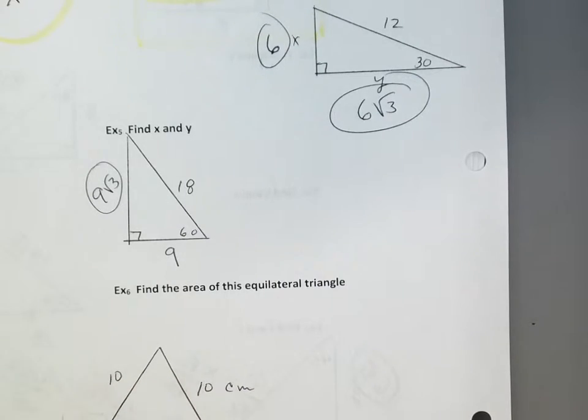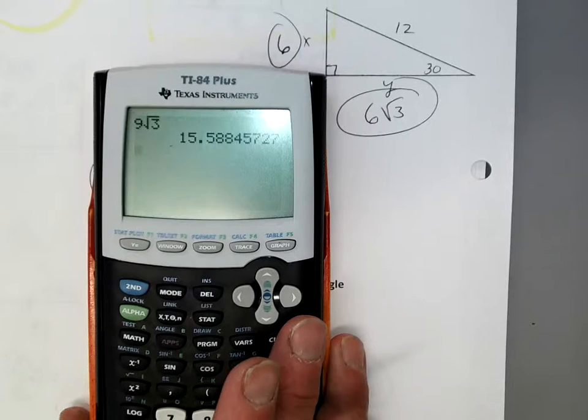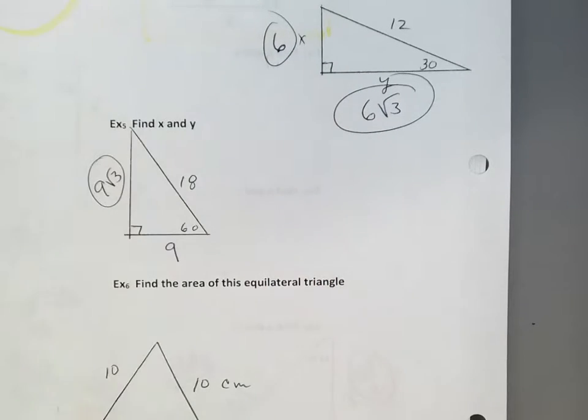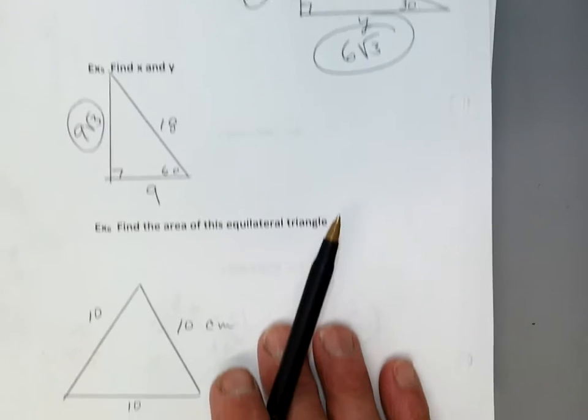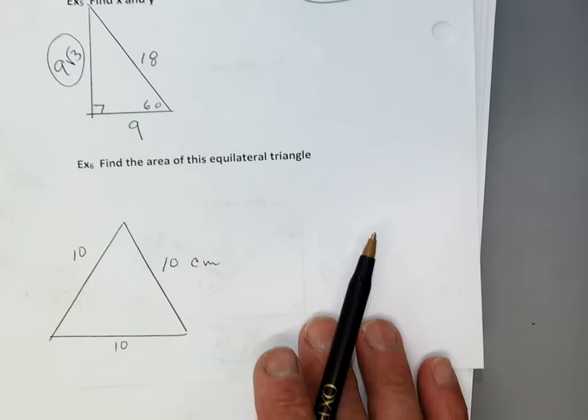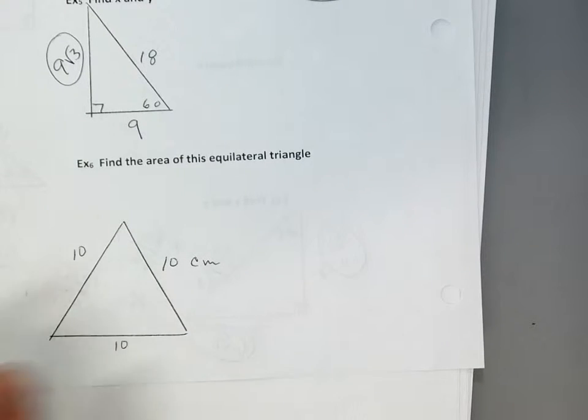Okay? And then as a decimal, Isaac's got it. It's about 15.58 or 15.6, but I agree once again with Autumn. Autumn, I like that answer better because it's exact, right? Okay, now, number 6. So here's the thing. I want to find the area of this triangle.